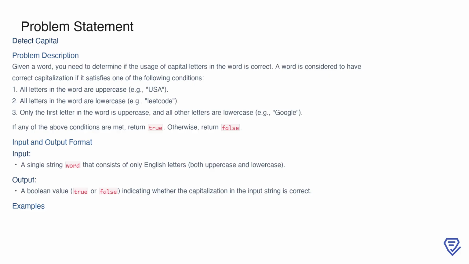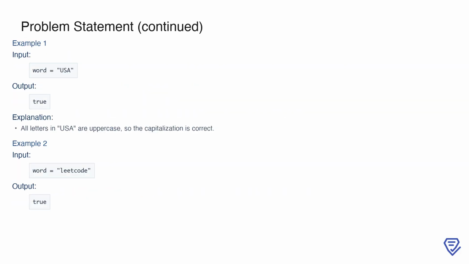The input will be a single string consisting of only English letters, and the output will be a Boolean value indicating whether the capitalization is valid. Let's look at our first example to understand this problem better. Here, the input is the word USA. Since all the letters in the word are uppercase, it satisfies the first rule of correct capitalization. Therefore, the output for this input is true.